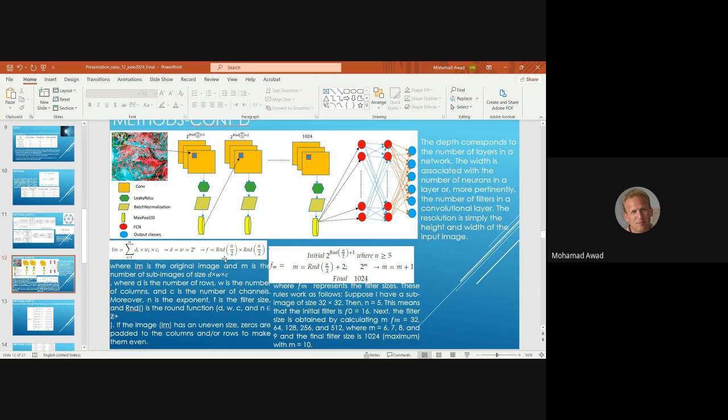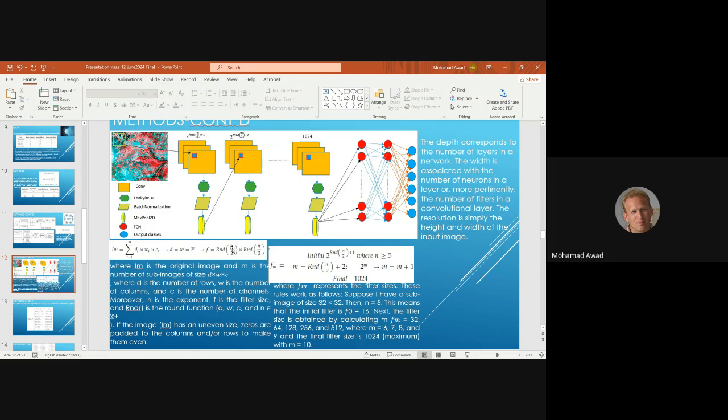The model consists of layers, and the number of layers represents the depth of the model. The number of neurons or the number of filters is the width of the model, and the resolution is the height and width of the input image. So we have to tune all these 3 depending on the type of problem we have, depending on the data set size. Initially we start with a filter of 3 by 3.